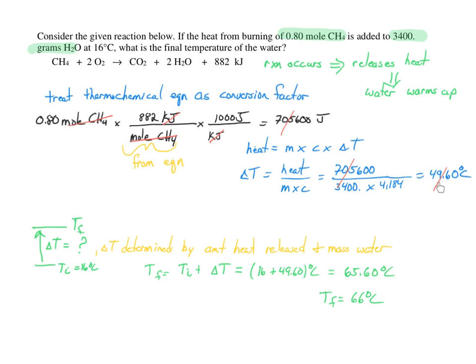So we have our delta T. We're going to add that to our initial temperature of 16 degrees C. And now when we look at sig figs, we see that we can justify just 2 sig figs going back to the initial moles of methane. And we have our final answer of 66 degrees C.